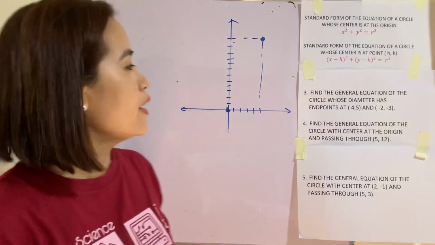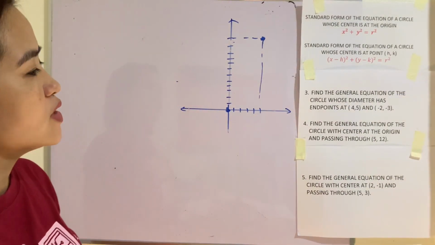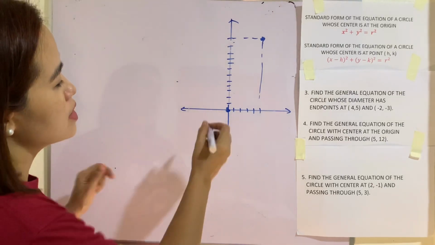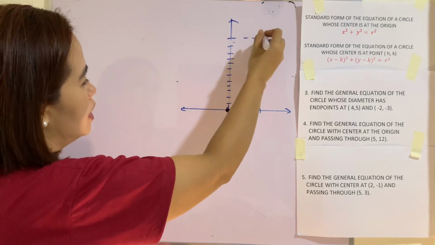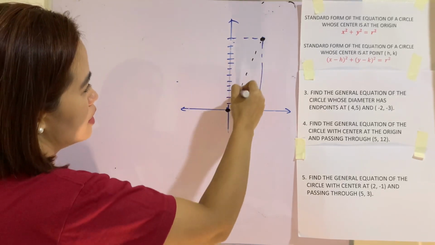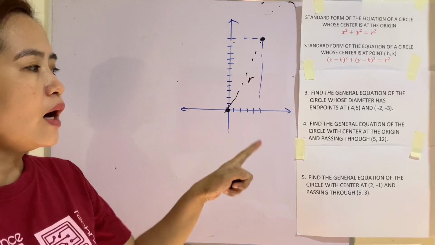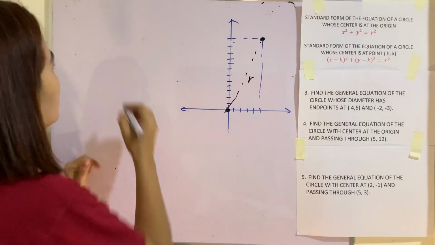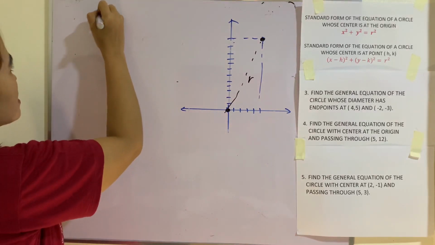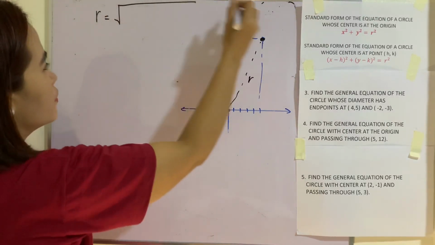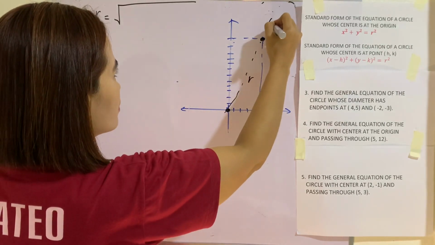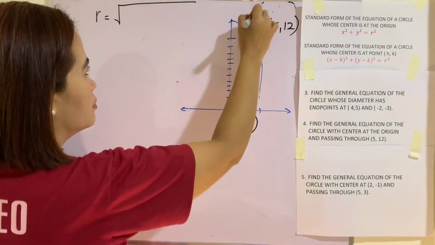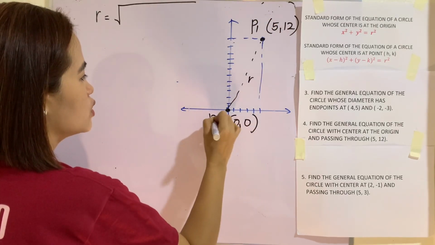Example number 4. Find the general equation of the circle with center at the origin and passing through (5, 12). This one is the origin and this one is (5, 12), meaning this one is our, of course, our r. To find the r, we need to use again the distance formula. That is r is equal to square root of, this one is your p sub 1, this is (5, 12), and this one is (0, 0).